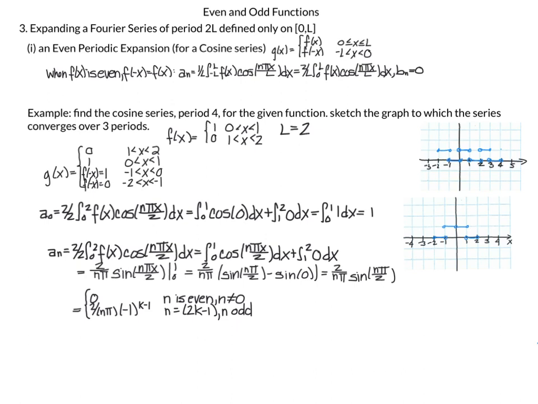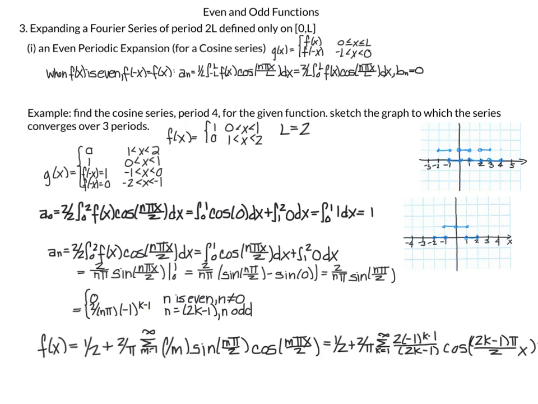So my final answer for a sub n is equal to 2 over n pi sine of n pi over 2. When n is even, this will cancel out and this sine will go to 0. When n is odd, so in other words, n is equal to 2k minus 1, our answer is going to be 2 over n pi times negative 1 to the k minus 1.